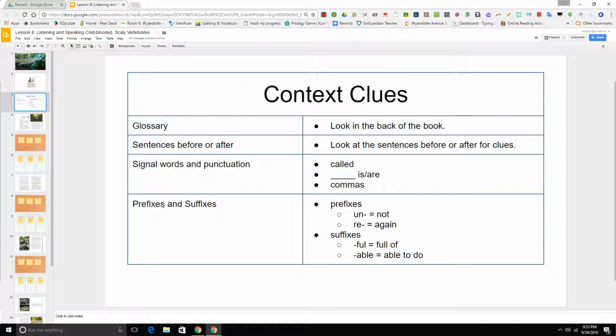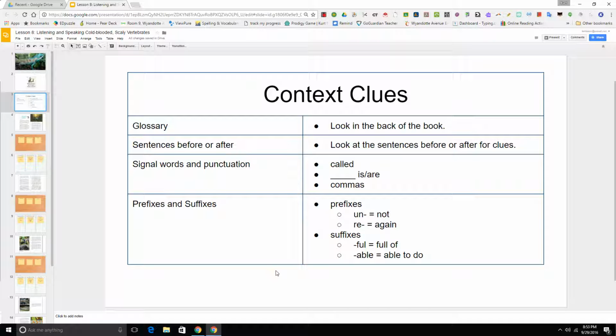And then finally, there's prefixes and suffixes. We've worked a lot with root words, and you know prefixes like un means not in a word, or you probably have already learned that re at the beginning of a word means again. And then you've learned some suffixes like full means full of, like in the word colorful, or able can mean able to do something that this suffix is tacked onto. So these context clues we're going to be practicing today.